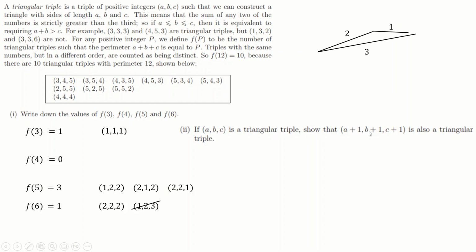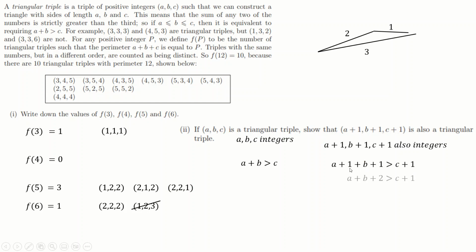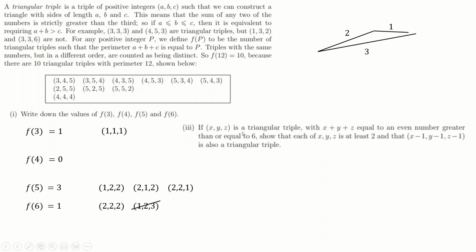If ABC is a triangular triple, show that this is also one. Well, if it's a triangular triple, there are two things you need. You need them to be positive integers, but if A, B, and C are integers, because this is a triangular triple, then A plus 1, B plus 1, C plus 1 are also integers. So it passes the first test. It also needs A plus B to be greater than C, where A and B are the smaller sides, as I explained here with this picture. But of course, if this is true and you add 1 to everything, you've added 2 to the smaller sides combined and 1 to the bigger side, so the bigger side is definitely still bigger. So that's that done.